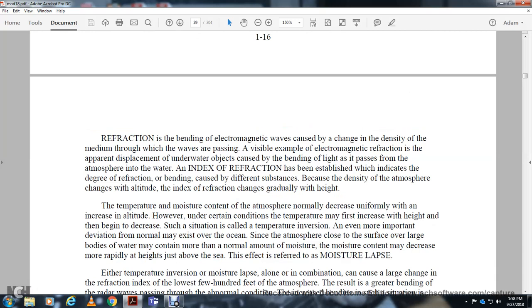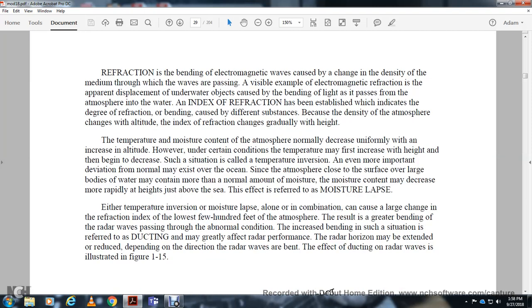Refraction is the bending of an electromagnetic wave caused by a change in the density of the medium through which the wave passes. A visible example is the apparent displacement of an object underwater, due to the bending of light passing from the atmosphere into the water. An index of refraction has been established, which indicates the degree of refraction bending for different substances. Because the density of the atmosphere changes with altitude, the index of refraction changes gradually with height.